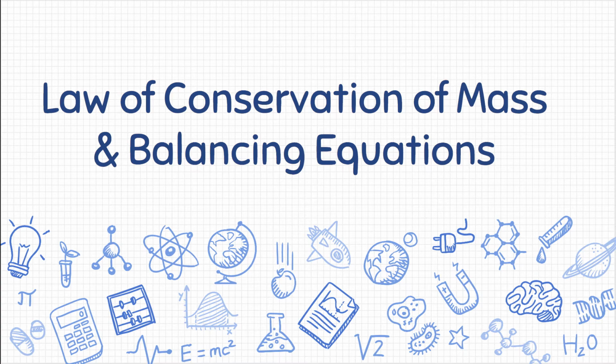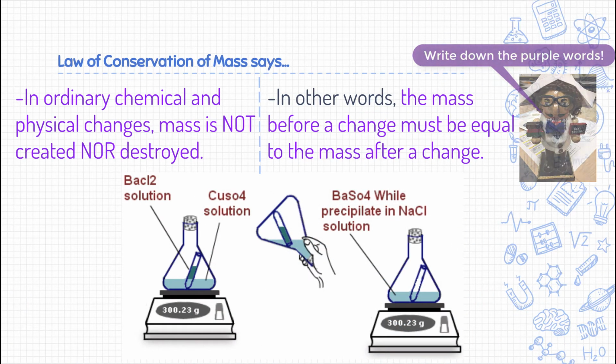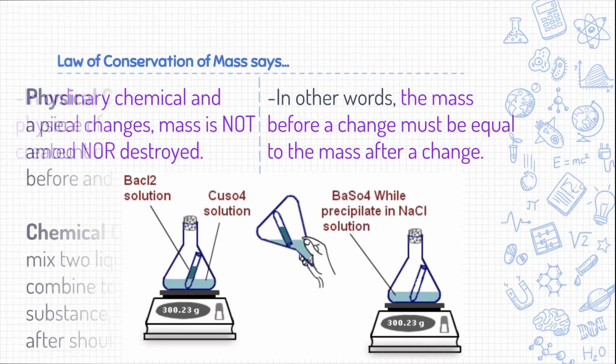All right, folks, today we're going to talk about the law of conservation of mass and balancing equations. The law of conservation of mass says that in ordinary chemical and physical changes, mass is not created, nor is it destroyed. In other words, the mass before a change must be equal to the mass after the change.